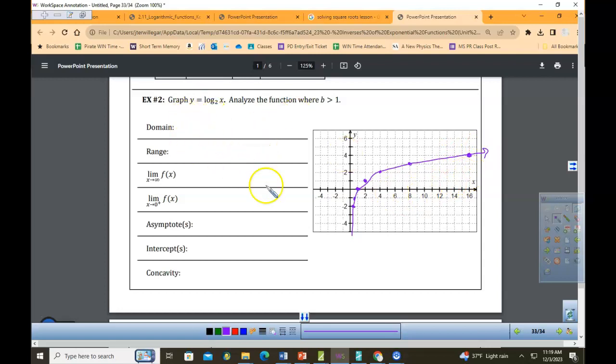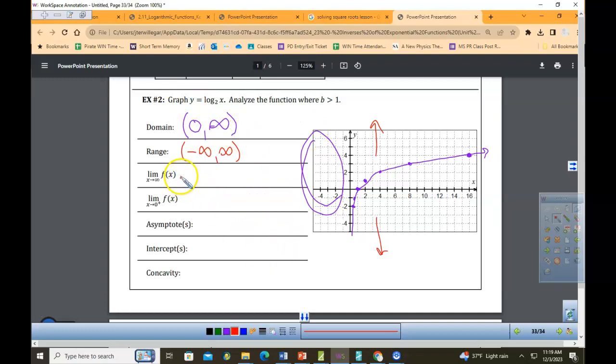So my domain on this: can I ever go to the left of my y-axis? No. Do I ever reach 0? No. So my domain is from 0 to infinity. Now for my range, I do go down forever and I do go up forever, just really slow. So my range is from negative infinity to infinity. Those are flipped around, because remember our domain of the exponential was negative infinity to infinity, and our range was from 0 to infinity. So we just flip those because it's the inverse.